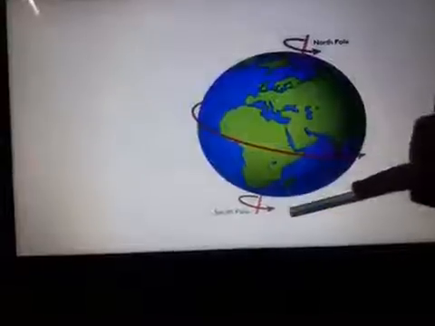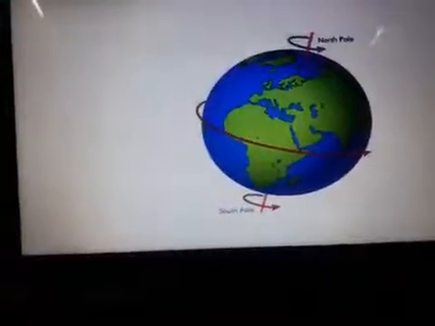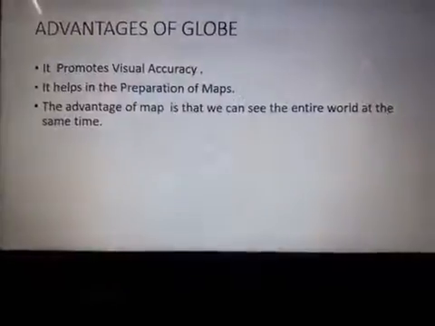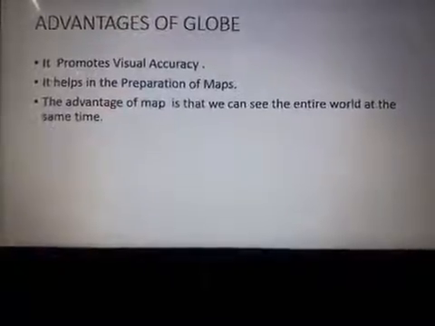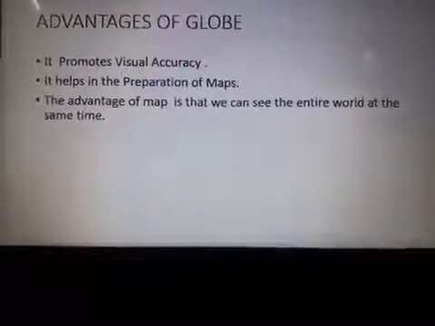Now you have the North and the South Pole. This is the North Pole, this is the South Pole. Above, the above portion, the above point is the North Pole, and the lowest point, the tip of the globe, is the South Pole. Got it? Now we have the advantages of globe. It promotes visual accuracy. We can visually see everything, that too accurately.